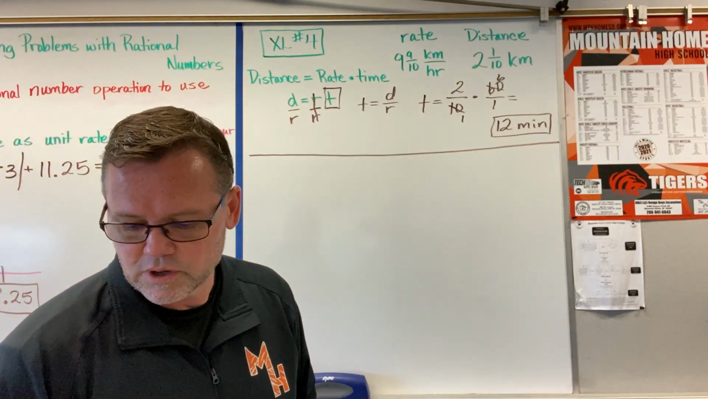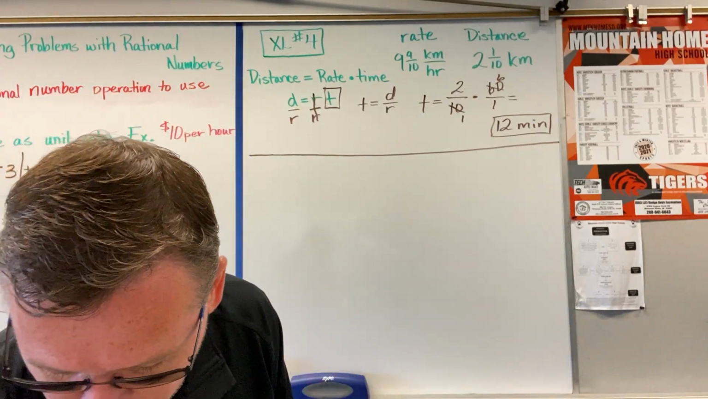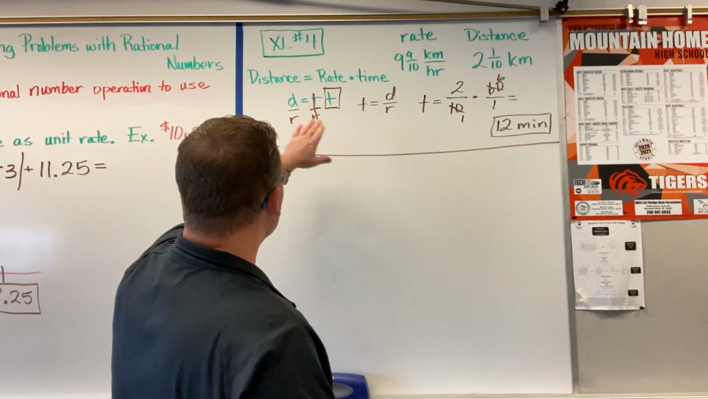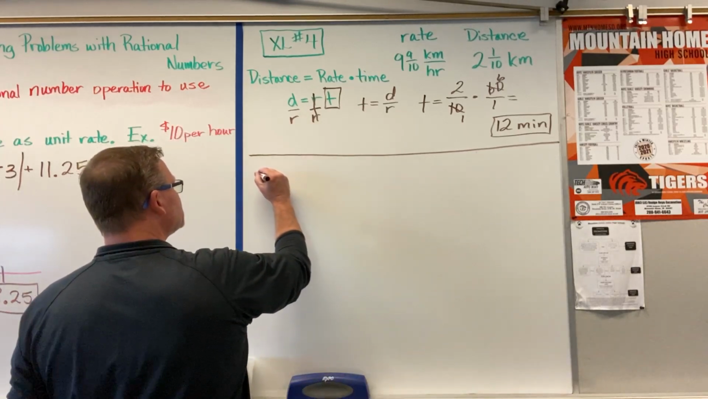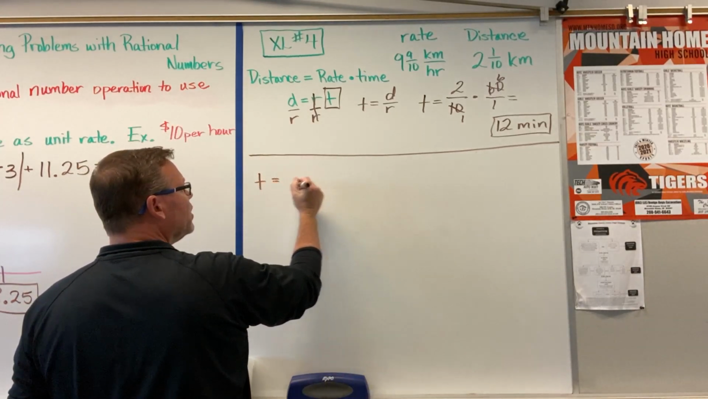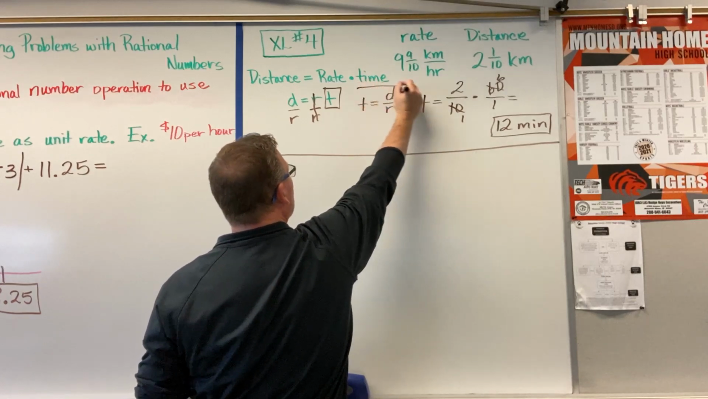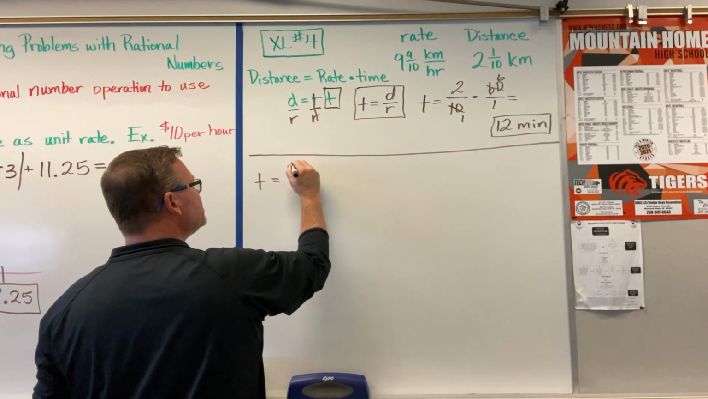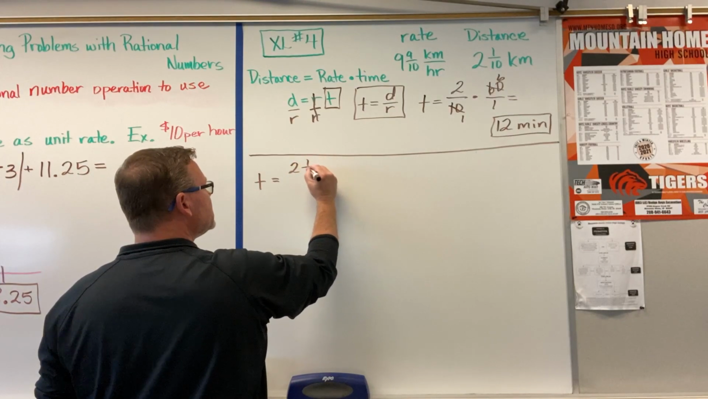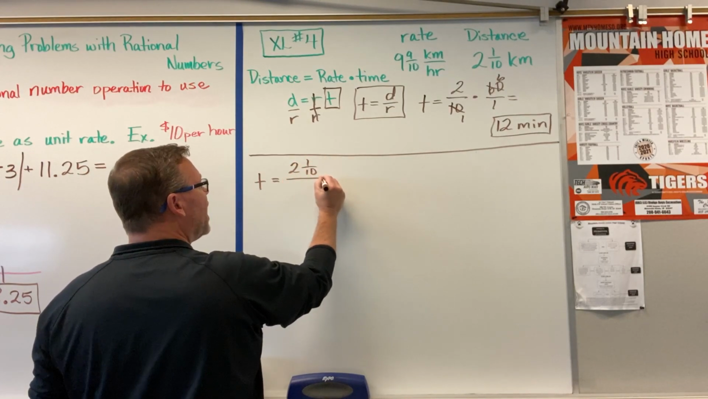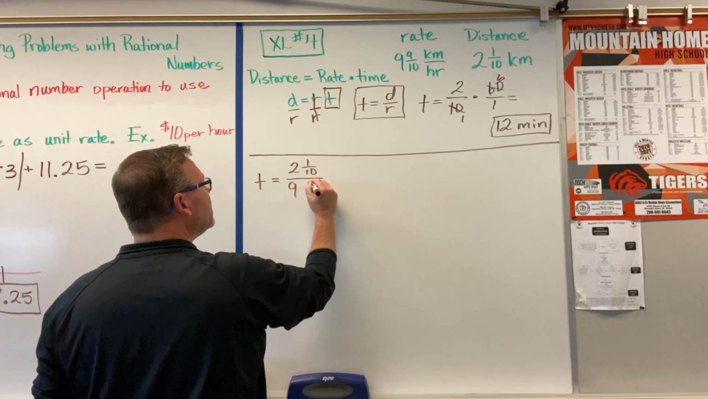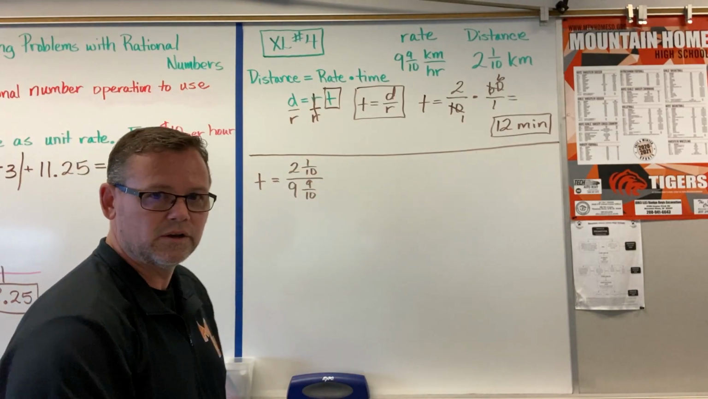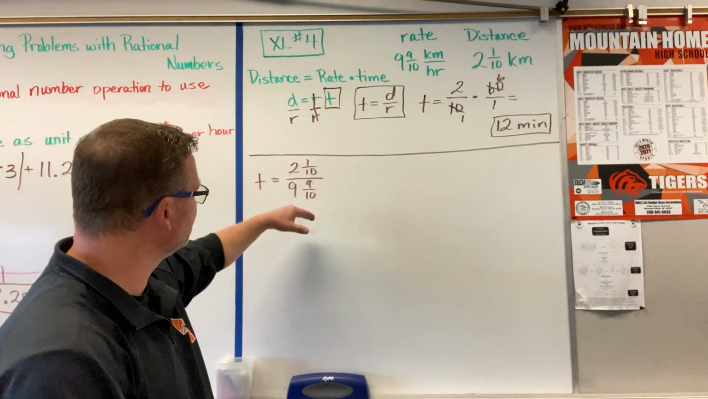Okay, guys? Now, this is where it gets a little bit more complicated. Okay, so instead of using rounding, we're still going to do the same thing. So time is going to equal, and then I do this equation that I found right here by balancing the equation and isolating the variable. So my distance is 2 1/10 divided by 9 9/10. Now this is what we call a complex fraction. Okay, I have a fraction within a fraction.